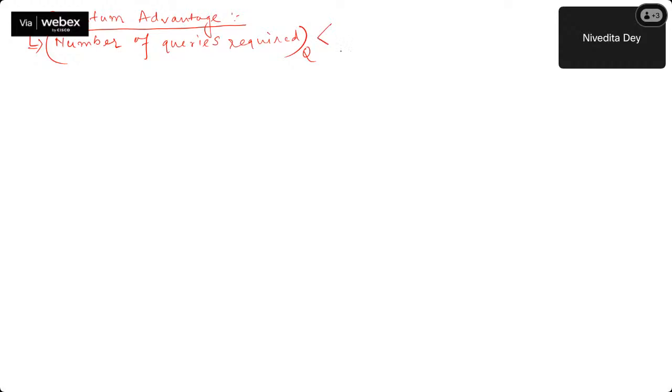So our agenda is to demonstrate a sort of quantum advantage. What does it mean? It means that in terms of algorithm language, the number of queries required for our quantum algorithm should be strictly less than the number of queries required by the classical counterpart.